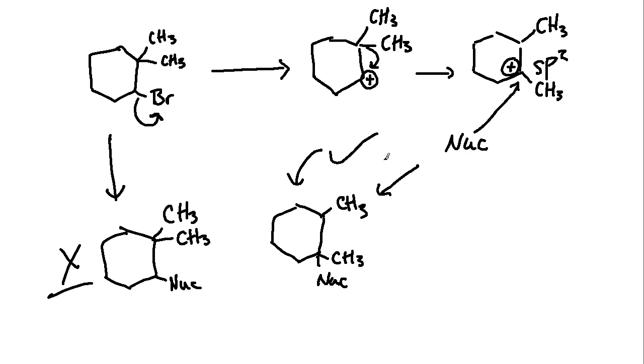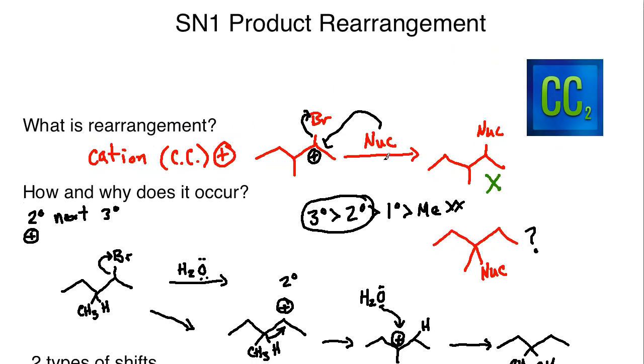So hopefully that addresses SN1 product rearrangement, or rearrangement reactions, because again, this can extend beyond SN1 whenever you have a carbocation.